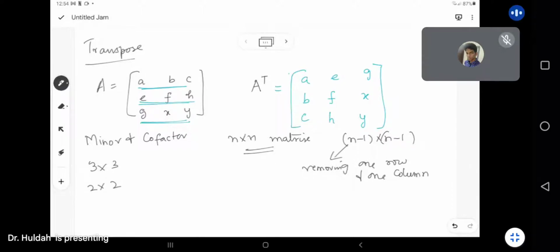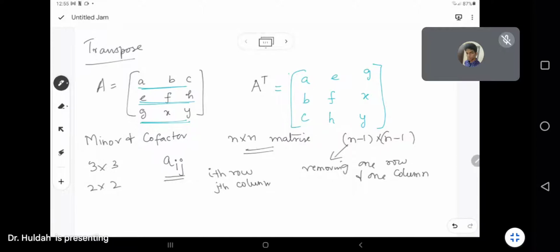How do I remove? At random, we can't remove. So there should be one rule by which we remove the row and the column. So what is the rule that we need to follow? Any idea? How do we form the minor? Suppose in general, I'm calling the matrix as Aij. I want to find the minor of Aij. What should I do? Eliminating ith row and jth column. Exactly. Very good. I remove ith row and jth column.